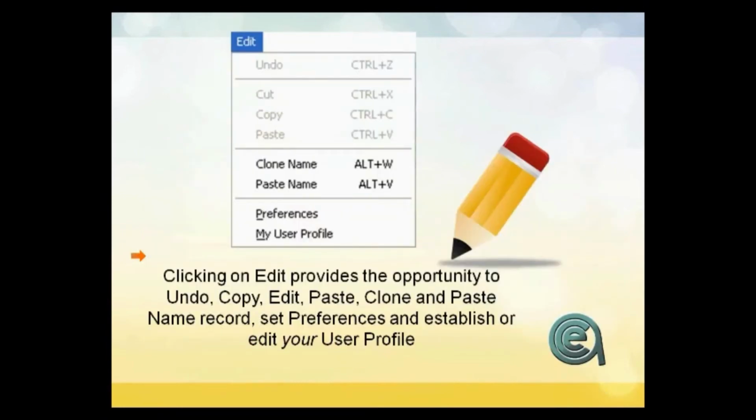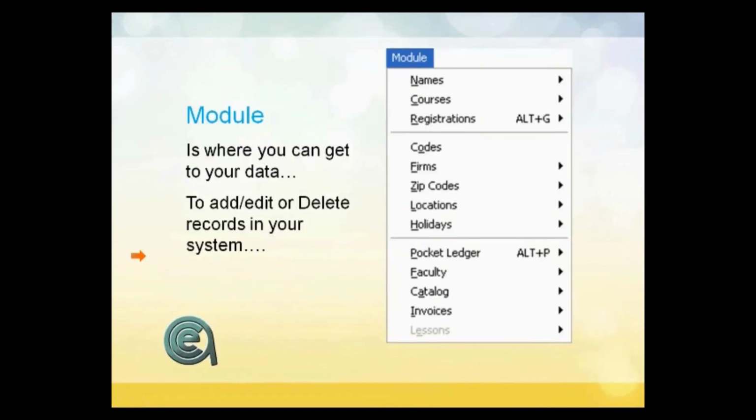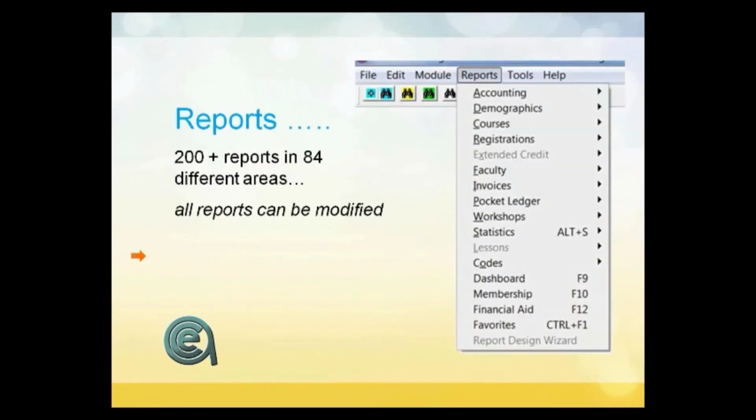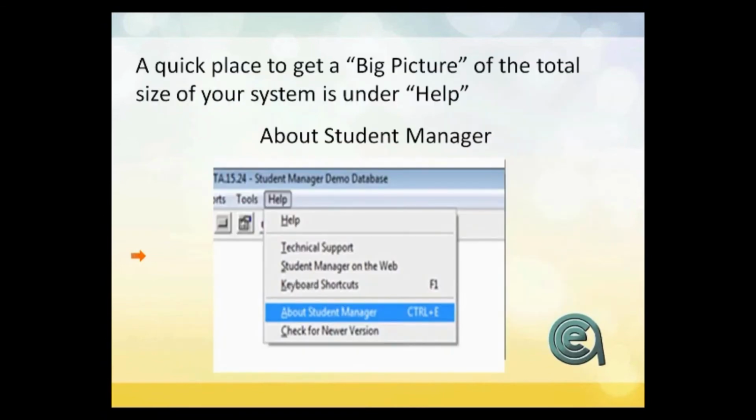The Edit menu item provides a place for you to edit, copy, clone, paste, and set your preferences. Note, the edit, undo, copy is only live if you have a record open in Student Manager. Module is where you get your data, add, edit, or delete records in your system. Reports are 200 reports in 84 different areas. There are also report tools, and there are webinars that talk about this.